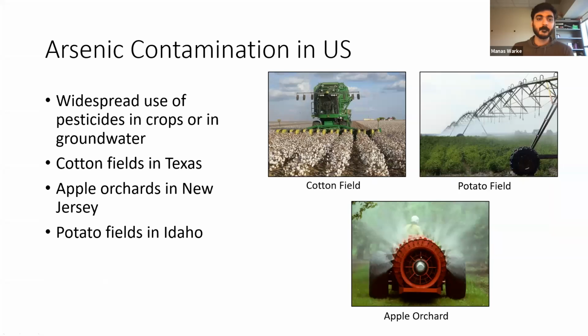And the main reason for arsenic contamination in the US is just widespread use of pesticides in the crops and the groundwater with the sole aim of improving the crop yield and the quality of crops in the fields. There are at least three case studies which have reported extensive use of arsenic, like the cotton fields in Texas, apple orchards in New Jersey, and potato fields in Idaho. And these are just some images that show the extensive use of pesticides in the fields.